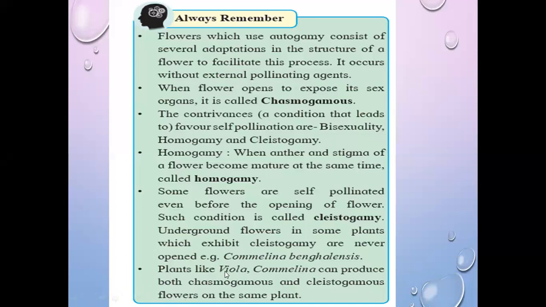Next, plants like Viola and Commelina can produce both chasmogamous as well as cleistogamous flowers on the same plant. So some plants are there, Viola or Commelina. These plants can produce both types of flowers, chasmogamous and cleistogamous. You know chasmogamous when the flower opens to expose its sex organs, okay, and cleistogamous I just now explained to you. Next point we'll discuss in the next slide. Okay, thank you.